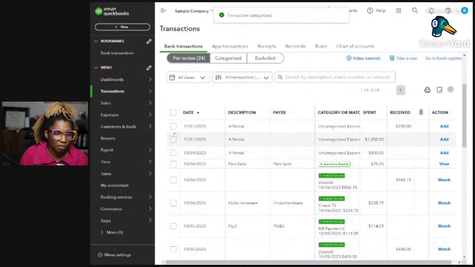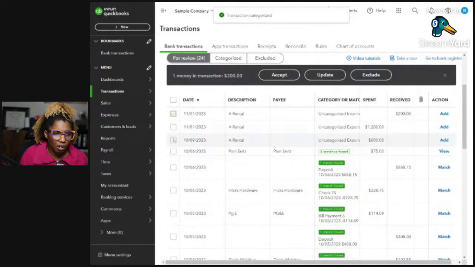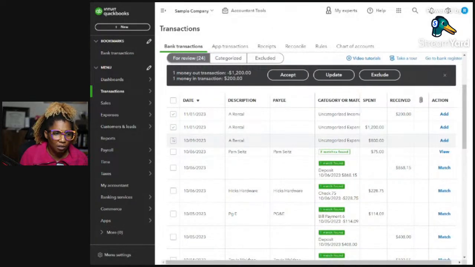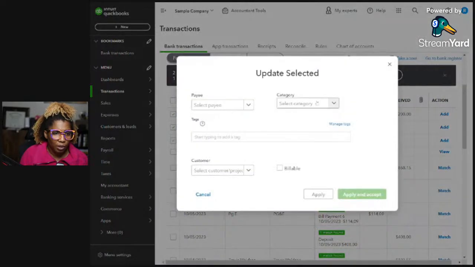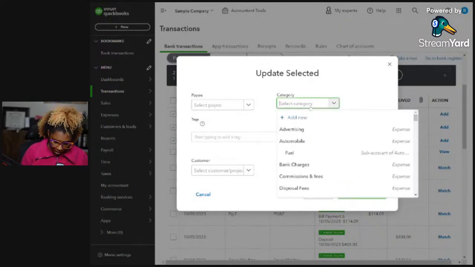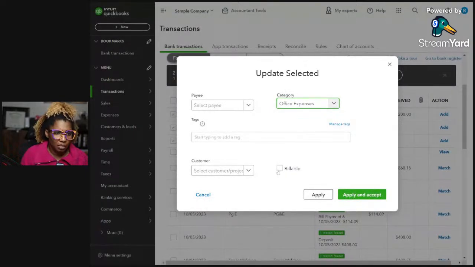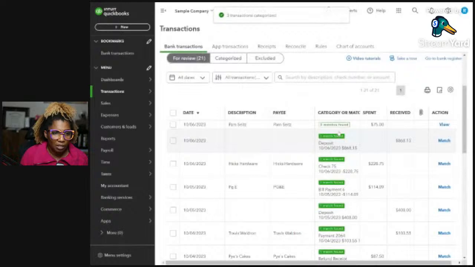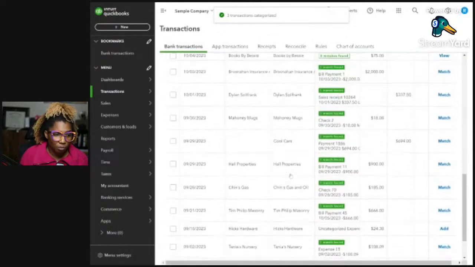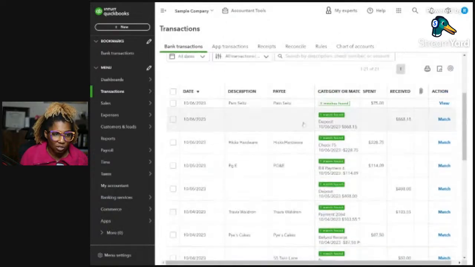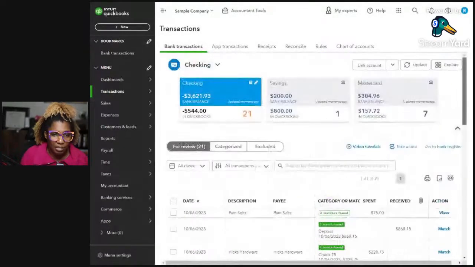The other thing I love about it: these three are pretty similar, right? We can click on all three, click update, and choose the category that they belong in. This is a rental. So let's say this goes to office expense, and we're going to click apply and accept. And it's going to apply and accept that. And we go through and do all of these transactions. Of course, you have to do each one, but that's not the fun part.